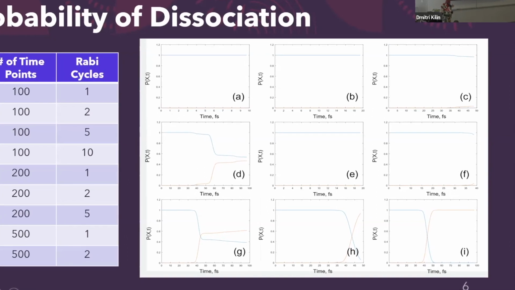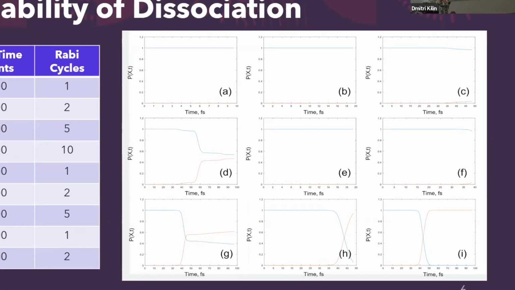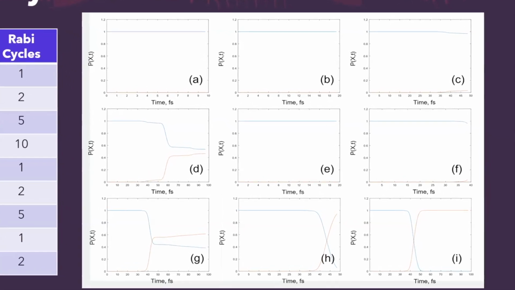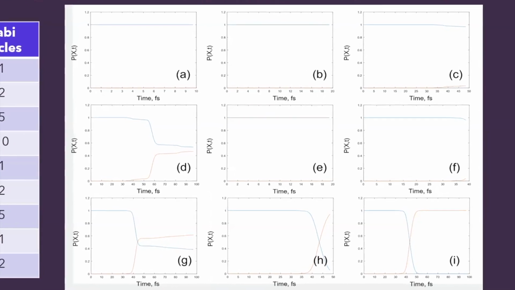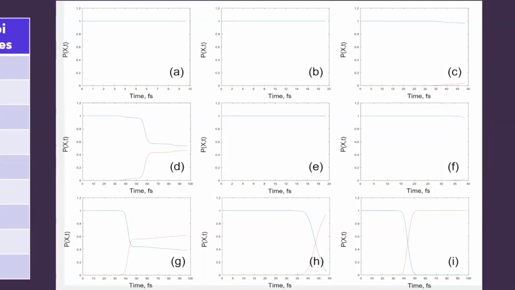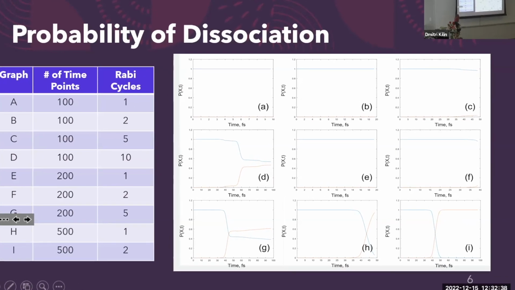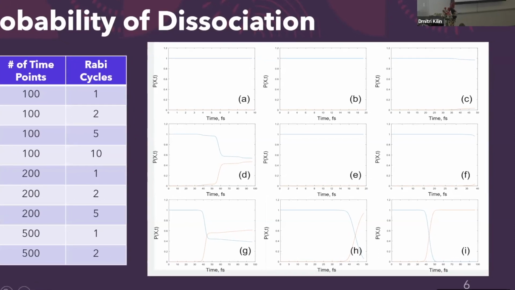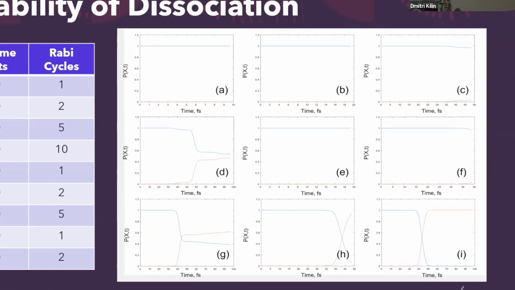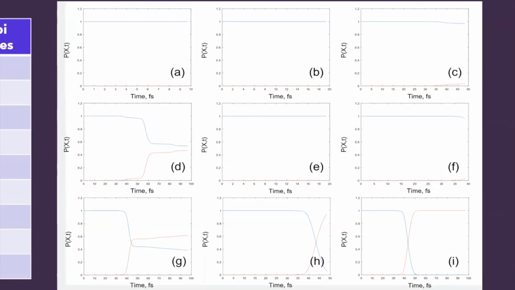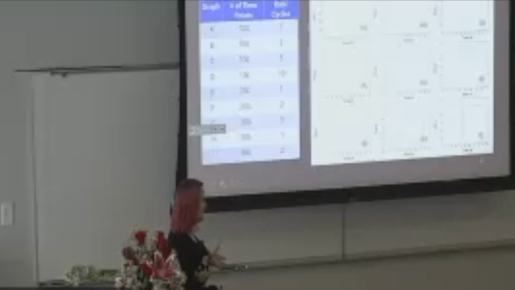And so looking at this graph, as the number of time points increases, you can see that the probability of dissociation starts increasing. So for 100 time points, it took all the way up to 10 cycles before you have any noticeable amount of dissociation, versus for 200, it took 3 cycles, and in 500, it starts in the first cycle and then is complete in the second cycle.